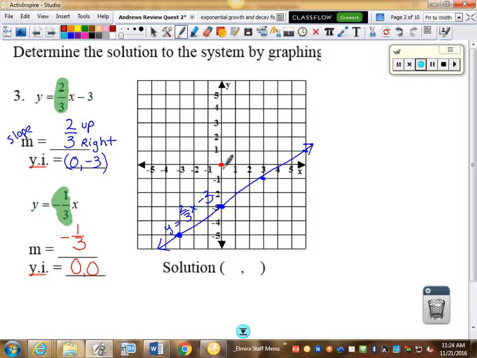So I'll put a dot there. And then negative means go down 1 and still to the right. Down 1 and 1, 2, 3 to the right. Down 1, 1, 2, 3 to the right.